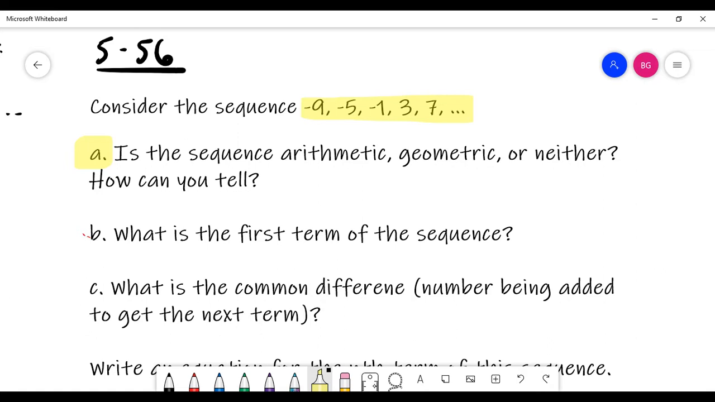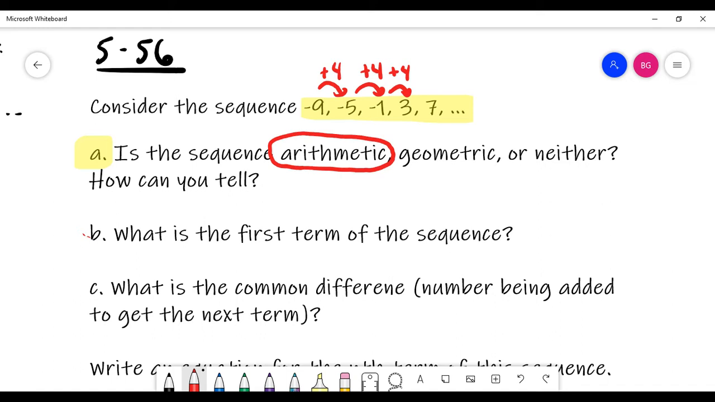All right, so after looking at this one, you should have noticed that going from each term to the next term is plussing 4. So I'm plussing 4 each time. That's how we can tell, which tells us it is going to be arithmetic. A way to remember it is arithmetic starts with an A, so that means add. So it's arithmetic. So that's what our sequence is going to be.